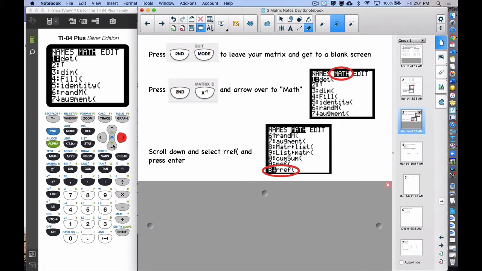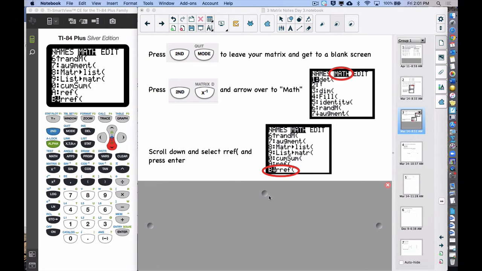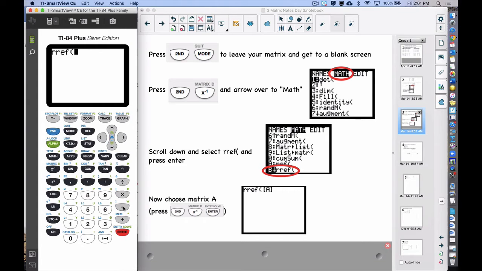We want to go down to, it should be B on most of your calculators. There are a few whose operating system is slightly different, but we want the one that is RREF. And you need to be careful because there is one that's just REF, which gives you a slightly different version that we don't want. We want RREF, and then press enter. If you try to hit enter now, you'll get an error.